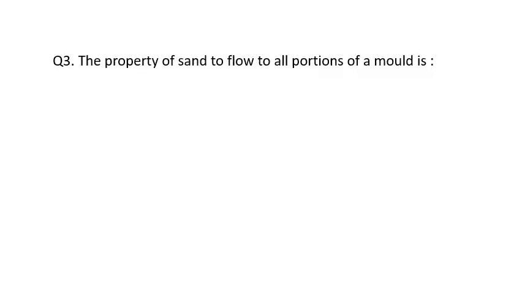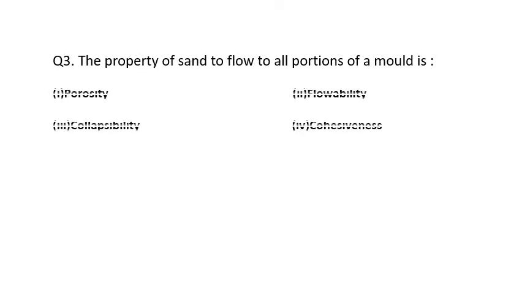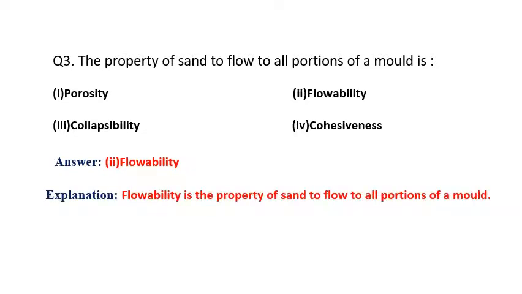The property of sand to flow to all portions of a mold is option 1 porosity, option 2 flowability, option 3 collapsibility, option 4 cohesiveness. Answer is flowability. It is the property of sand to flow to all portions of a mold.